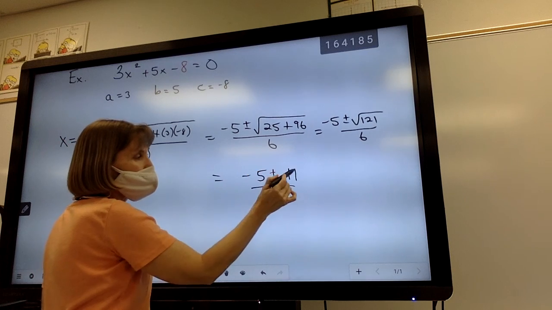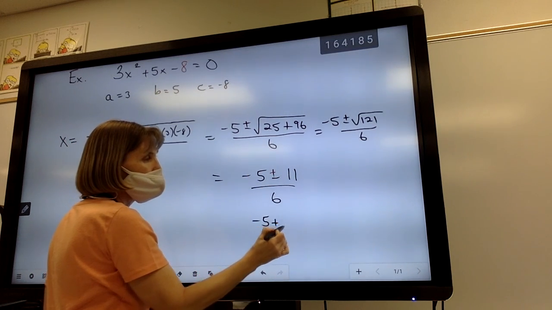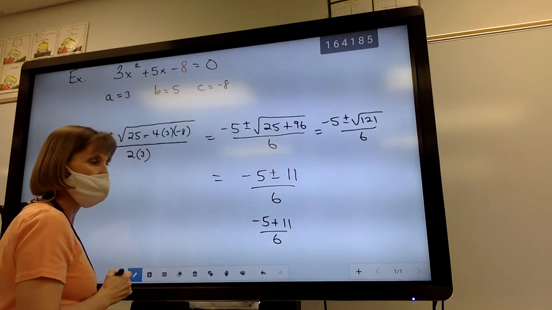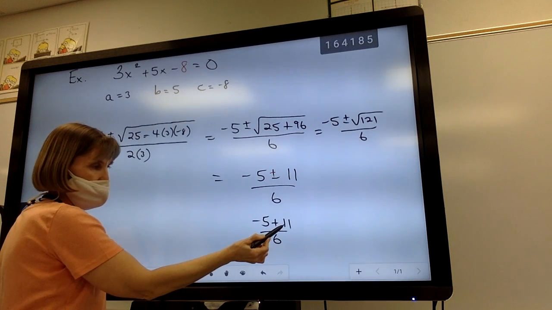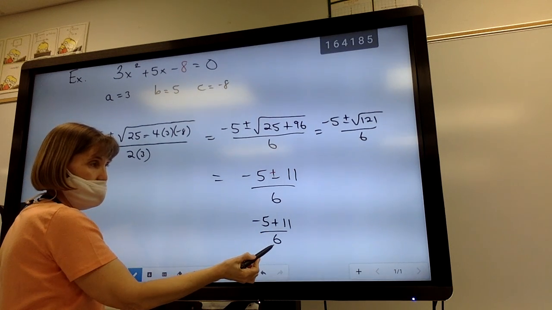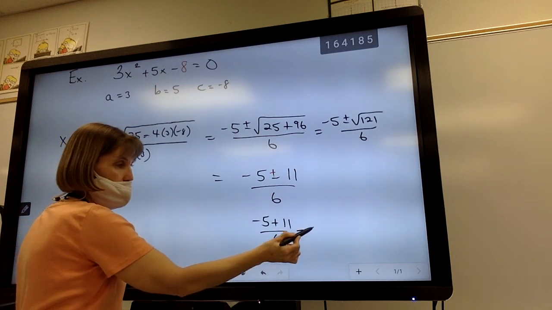This says negative 5 plus 11 divided by 6 is one answer. What's negative 5 plus 11? 6. That's 6. Divided by 6? That gives me an answer of 1.